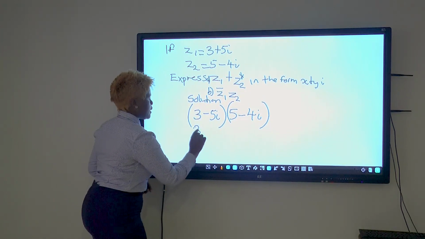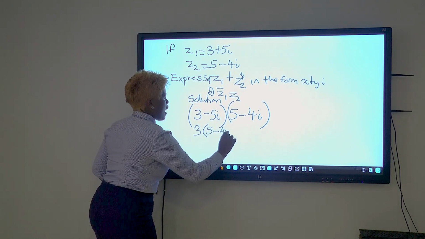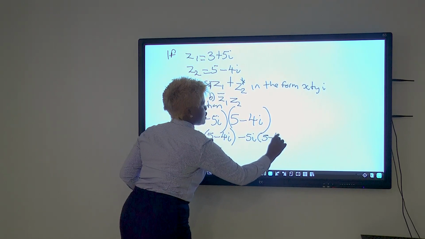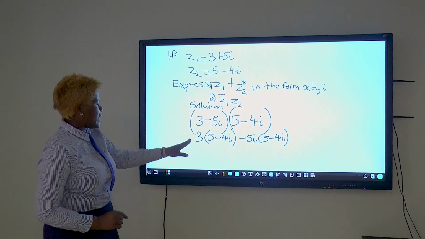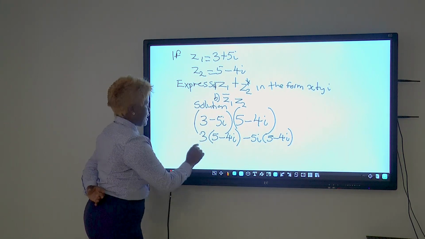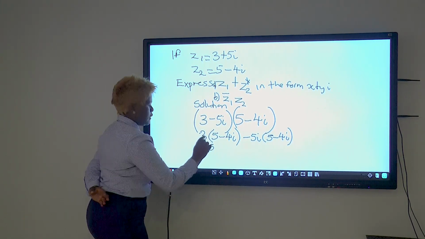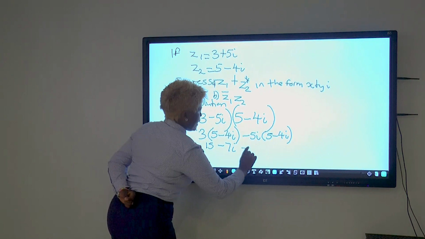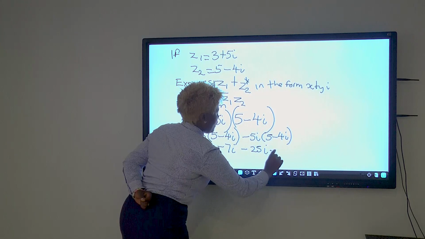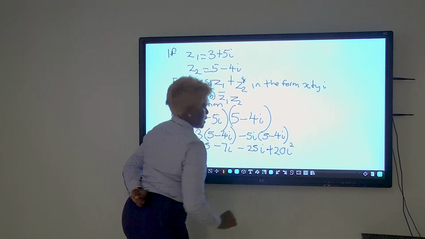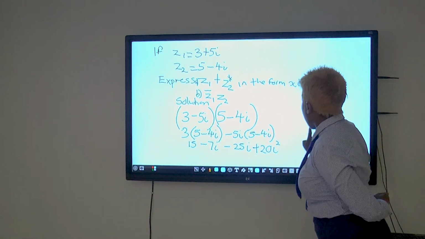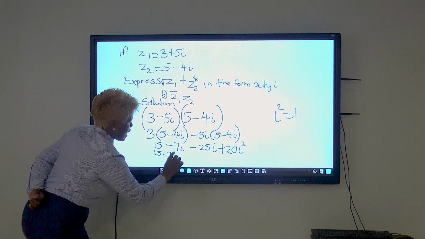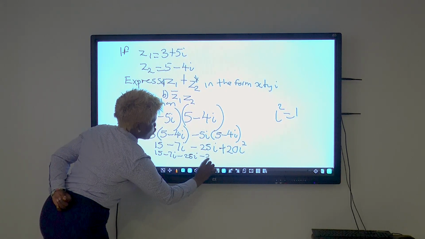We do the expansion of brackets. So it will be 3 bracket of 5 minus 4i close bracket minus 5i open bracket 5 minus 4i close bracket. Then we multiply each term by 3 in the first bracket. We get 3 times 5, that's 15. 3 times minus 4i, we get minus 12i. The other one, minus 25i. And lastly, plus 20i squared. And we have been told that i squared is equal to minus 1. For the second step, it will be 15 minus 12i minus 25i minus 20 now.